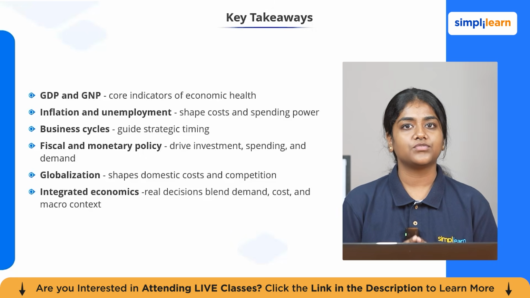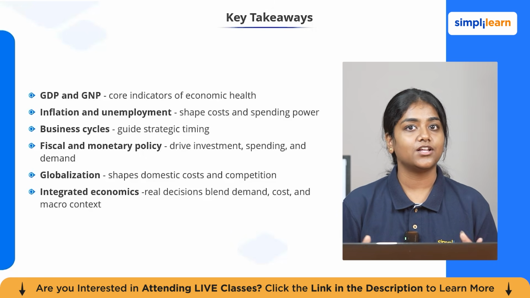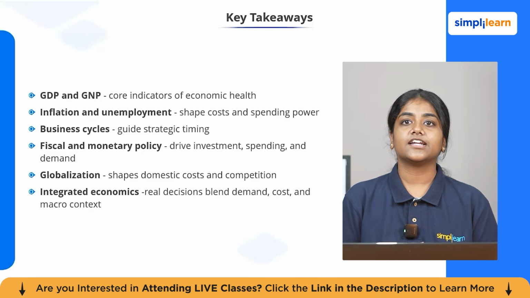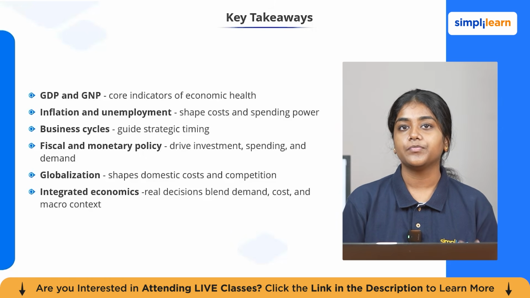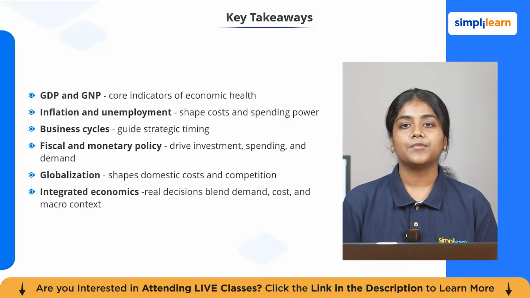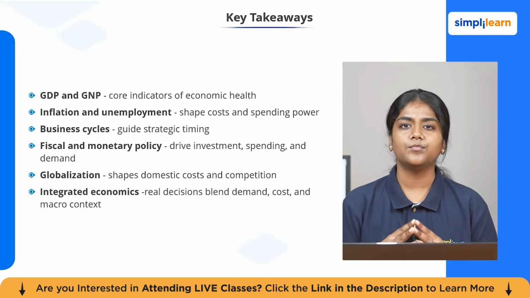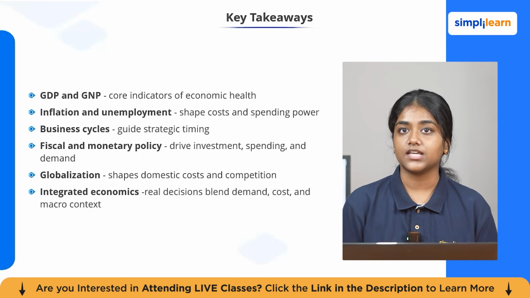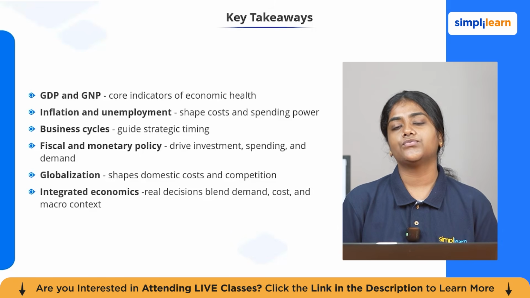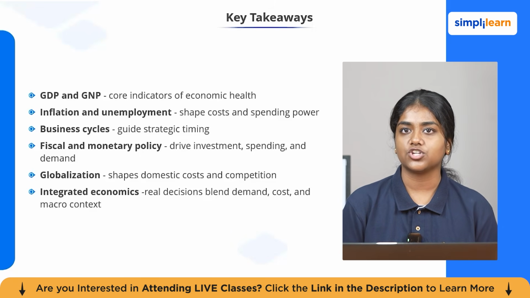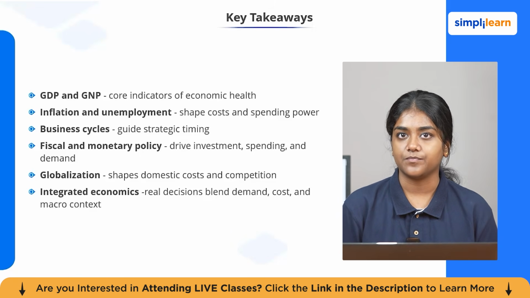So the real value of this course isn't in memorizing any single concept in isolation. It's in recognizing that these ideas work together. A sound business decision rarely relies on just one lens. Pricing a product well means understanding elasticity, your cost structure, your competitive environment, and the broader economic conditions all at the same time. That integrated way of thinking is what separates reactive decision making from genuinely informed strategy.